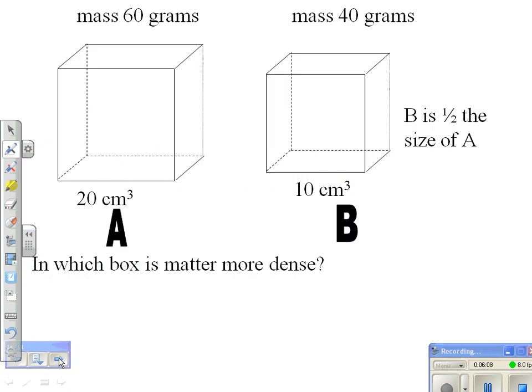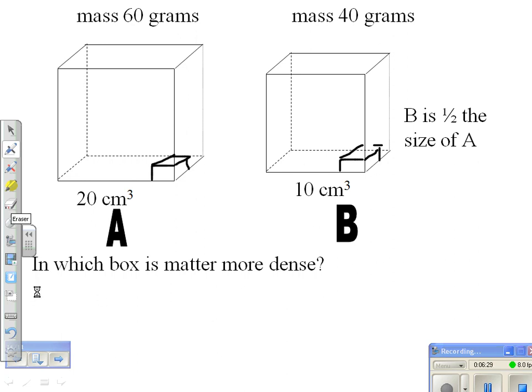Okay, last thing, a couple practice problems. In which box is matter more dense? Once again, remember density is simply finding the mass of a single cubic centimeter of material. So we can see that box A is bigger than box B. Sorry, those are supposed to be the same size.